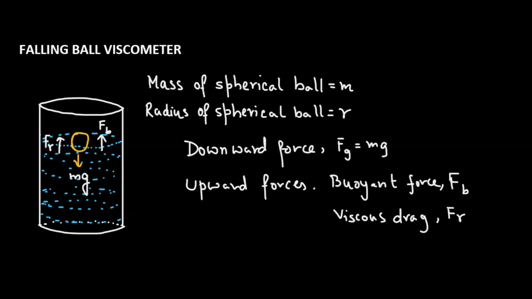Now we need to write down the force equation. So the total force acting on this spherical ball will be equal to mg minus the buoyant force minus the viscous drag force. So let's label this as equation number 1. Now we need to find out Fb and Fr first.